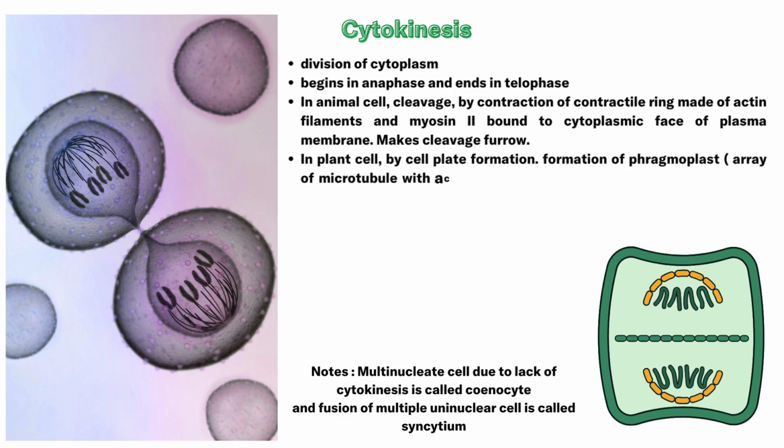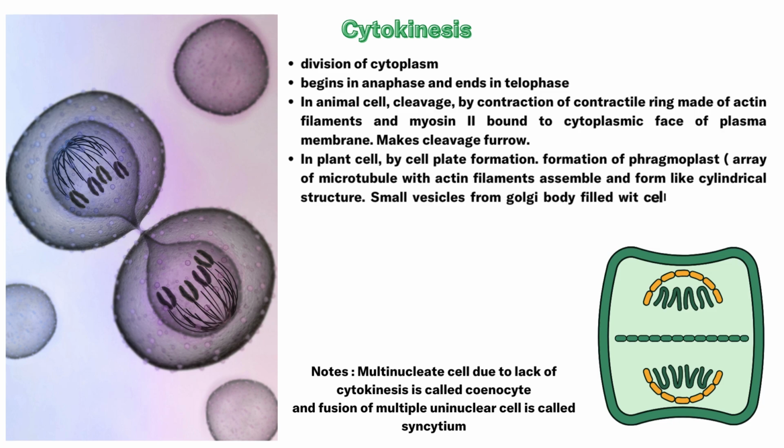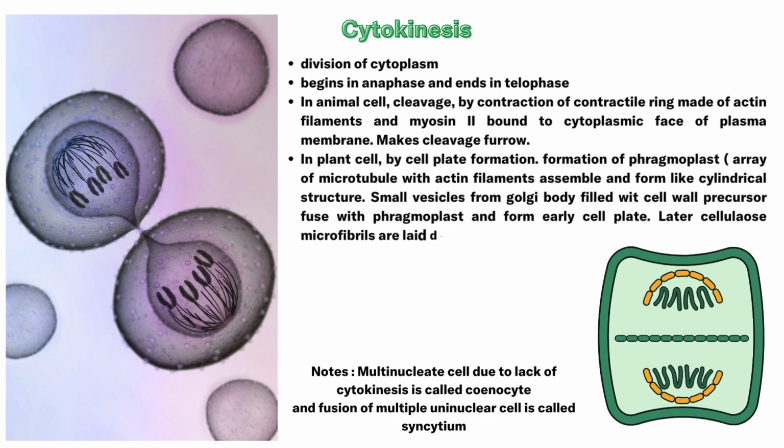Formation of the phragmoplast: an array of microtubules with actin filaments assembles and forms a cylindrical structure. Small vesicles from the Golgi body filled with cell wall precursors fuse with the phragmoplast and form the early cell plate. Later, cellulose microfibrils are laid down within the cell plate to complete the cell wall.